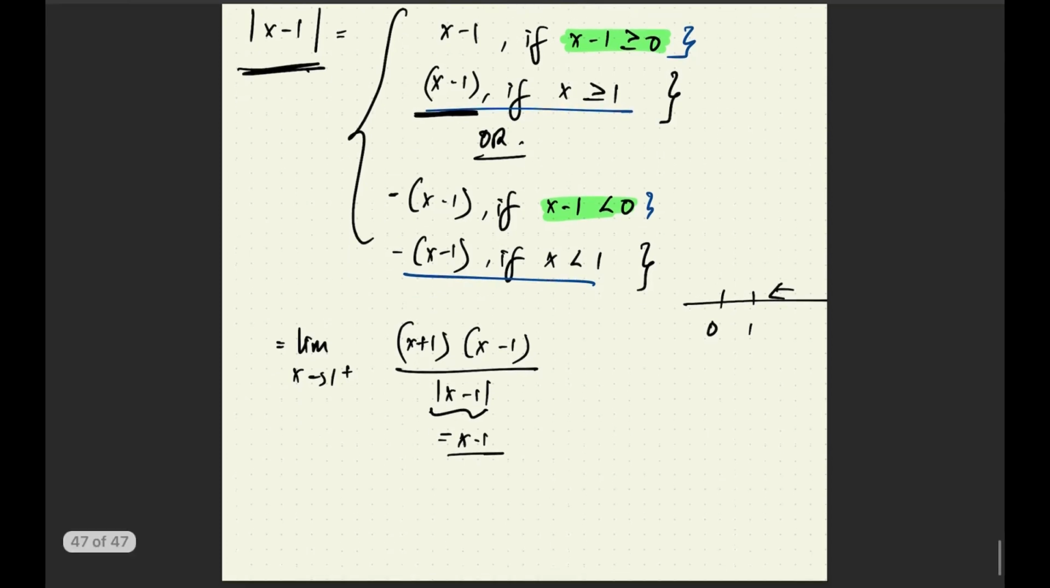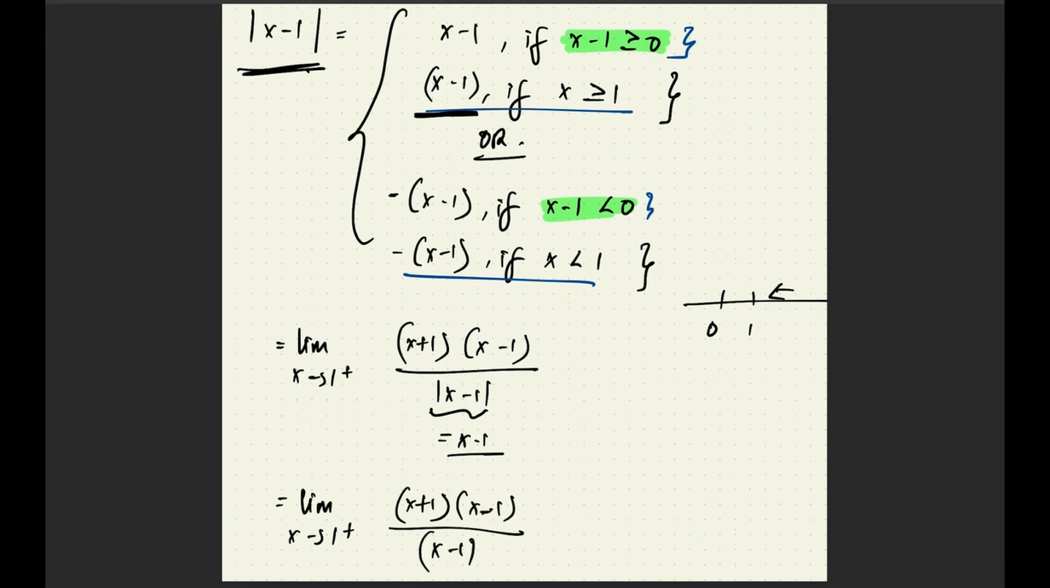Okay, so now I can rewrite this as the limit as x approaches 1 from the right of (x plus 1) times (x minus 1), and I know that the absolute value of x minus 1 is just x minus 1, so I'll write x minus 1 down here. This and this will cancel out, and that leaves us with x plus 1. If I plug in, I'm just going to get 1 plus 1, which gives me 2. So that is it for the right-hand limit.